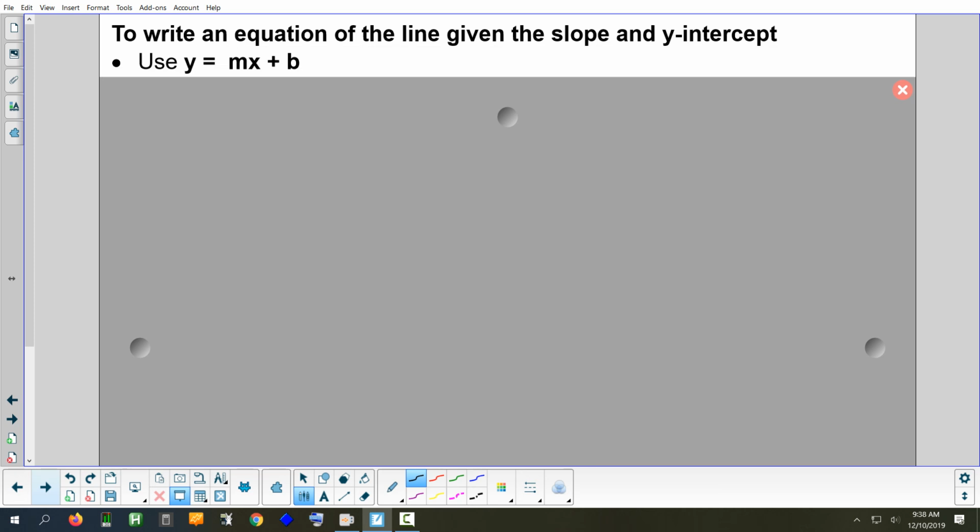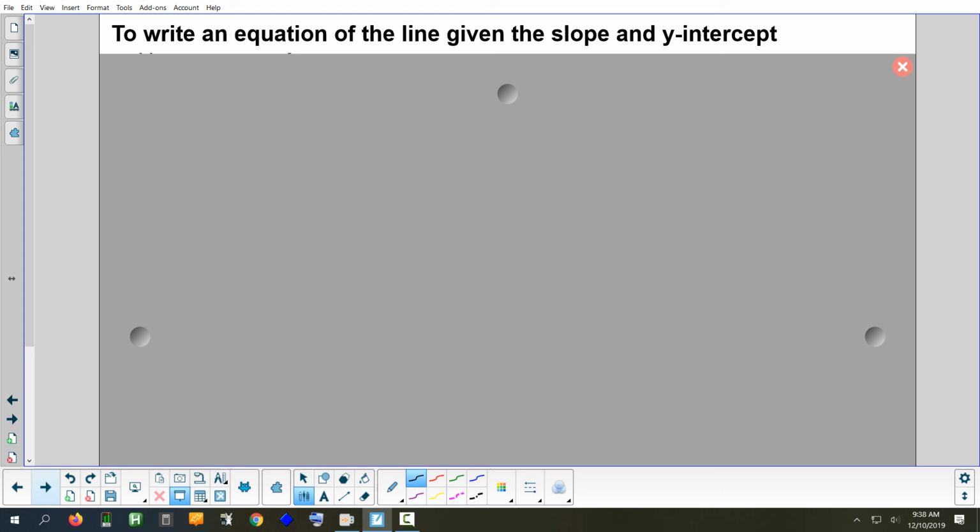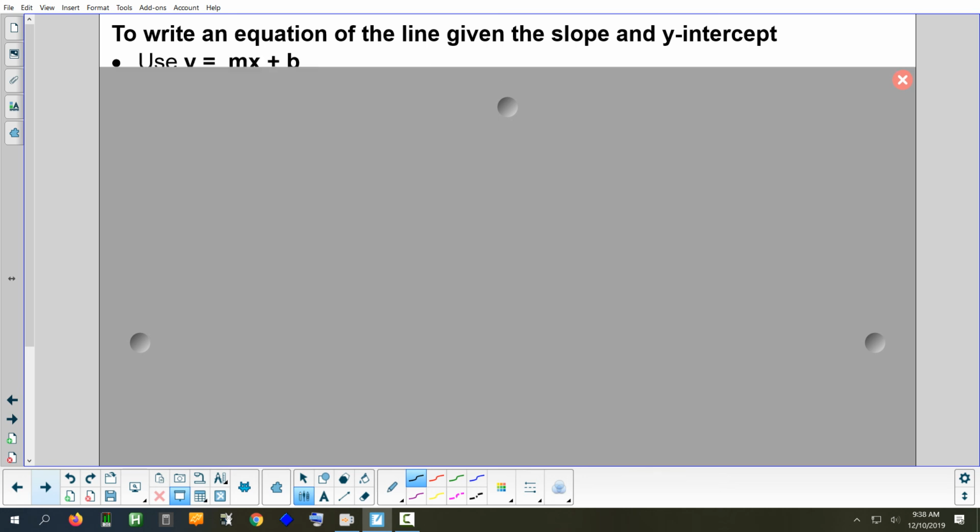All right, so the first type. How do you write the equation of a line if I give you the slope and the y-intercept? Okay, this is the easiest type. First of all, you're always going to use the equation we just wrote down. What was the equation we just wrote down? Y equals mx plus b.